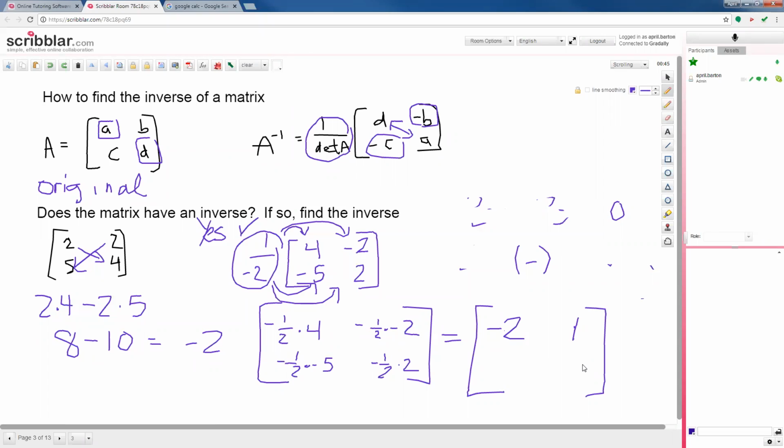But again, you're welcome to always send me a message and I can walk you through how to use your particular calculator. So if we multiply the rest out, I'm not going to type them all in, but -1/2 times -5 is 2.5, and -1/2 times 2 is -1. So this gives you the inverse.